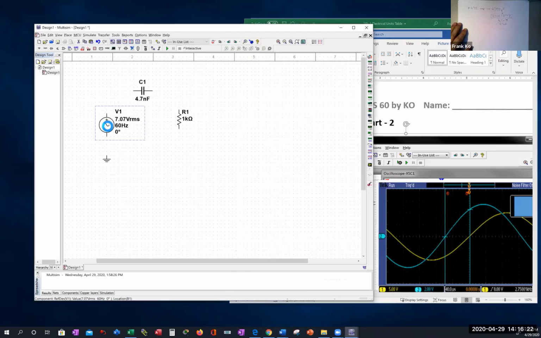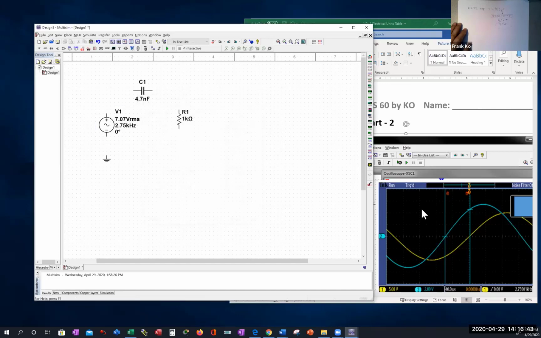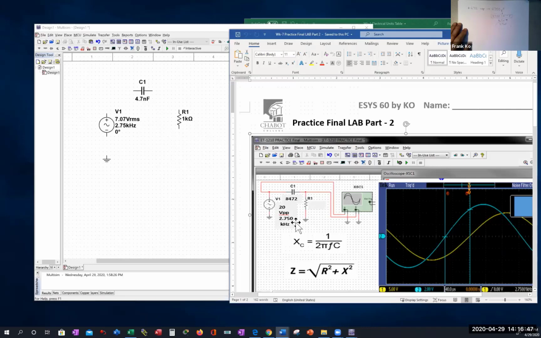So I'm going to come to this voltage source, I'm going to select it, and I'm going to leave the RMS as 7.07, but I'm going to change the frequency to 2.75 with a K and hit OK. So now, does my frequency jive with this exercise? 2.750 kilohertz, 2.750 kilohertz. Very good.